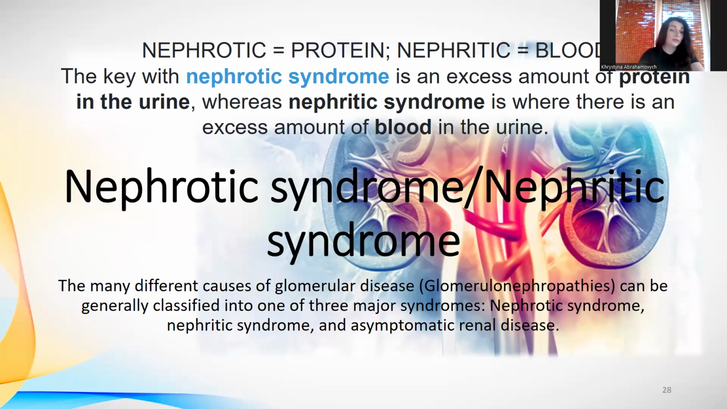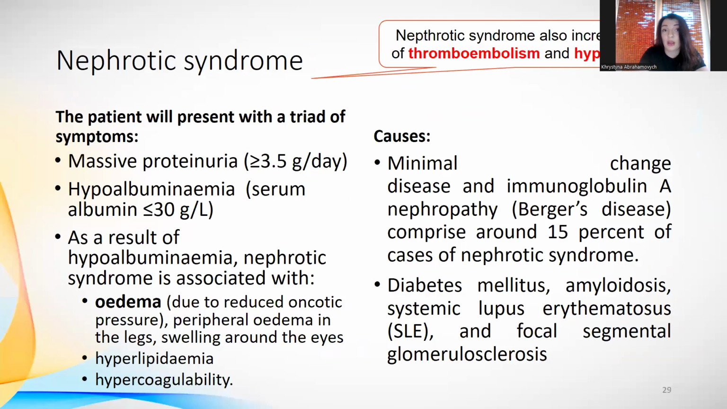So the many different causes of glomerular disease, such as glomerulopathies, can be generally classified into one of three major syndromes: nephrotic, nephritic, and asymptomatic renal diseases. Now, what should we know about nephrotic syndrome? So nephrotic syndrome also increases the risk of thromboembolism and hyperlipidemia.